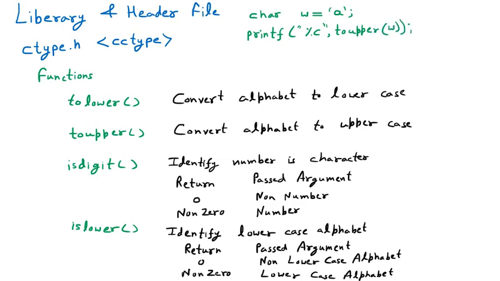So whatever is inside the w, that will be converted to the uppercase. So now we know that inside the w we are having a. So now it is having the capital A. So capital A will be the answer of this question. Means we are converting small a to the capital A. Now I'm taking the example of is digit function.